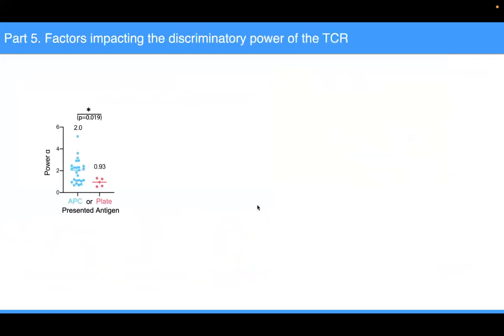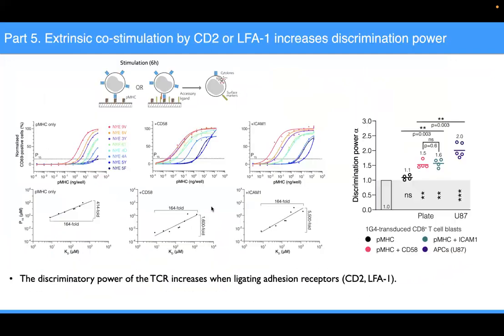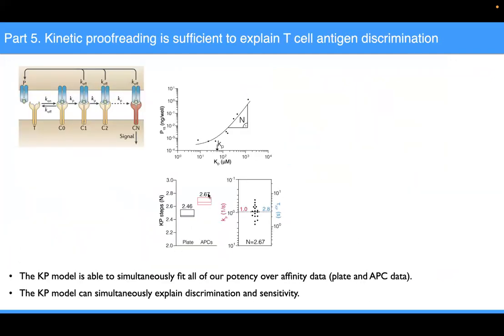Okay, so for the sake of time, I'm going to skip this part a little bit, and I'll just go to almost my last slide, where I want to talk about mechanism. So I started off the talk by saying that kinetic proofreading was not sufficient to explain T cell antigen discrimination. I want to come back to this and ask, can kinetic proofreading explain our data?